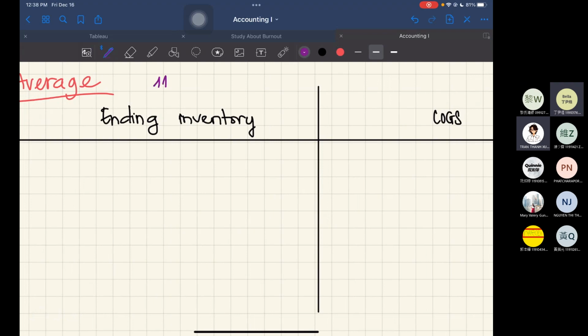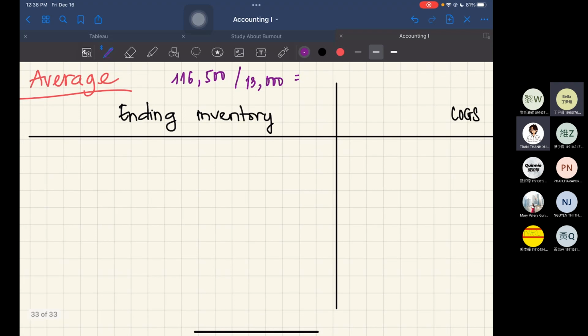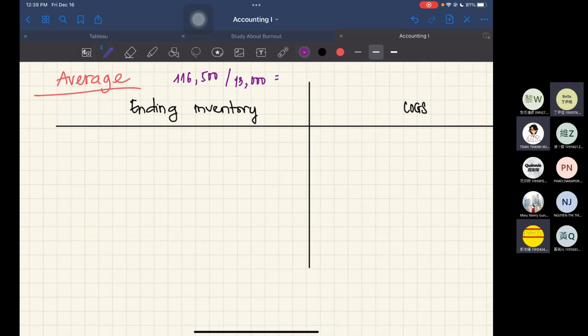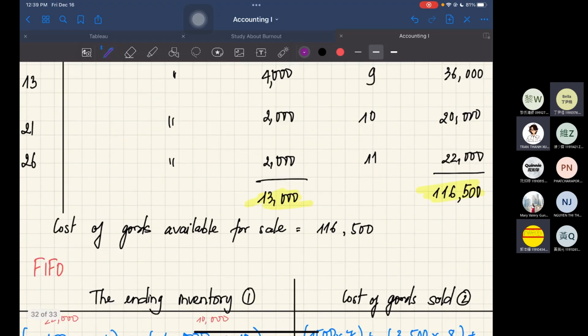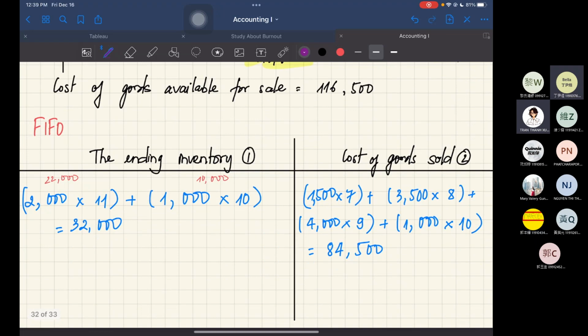We're taking 160,500 divided by 13,000 items. Yes, the previous one, the cost of goods sold. You wrote 1,000 times 10. Can I know where that 1,000 comes from?